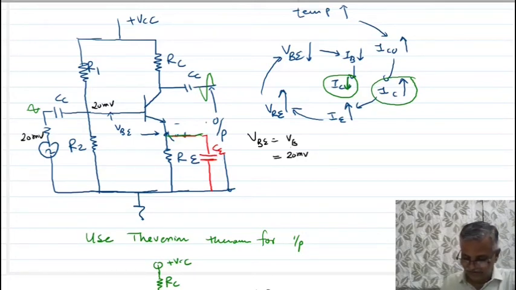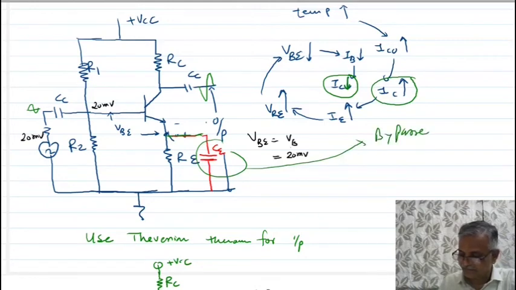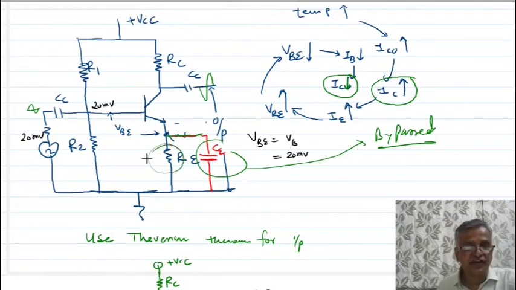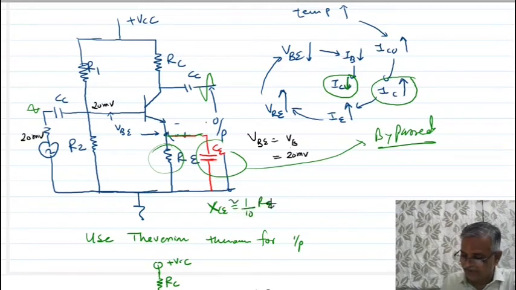This capacitor is called bypass capacitor, because this bypasses RE as far as the AC signal is concerned, and the capacitor you have to select is such that its reactance should be 1/10 of RE.